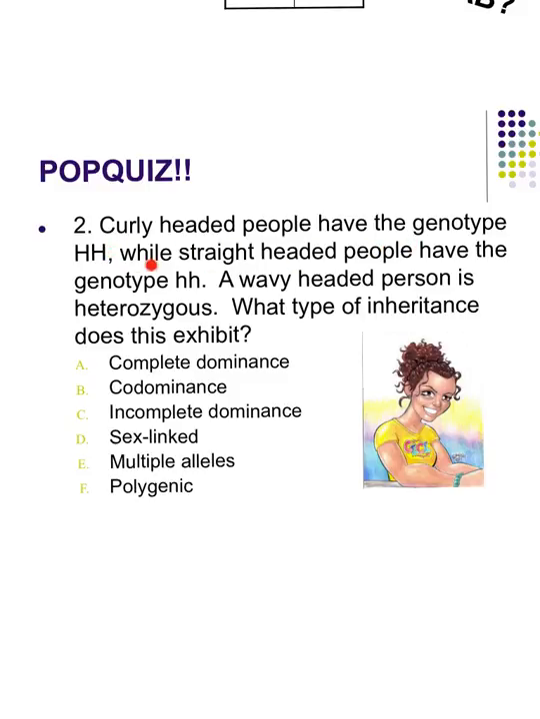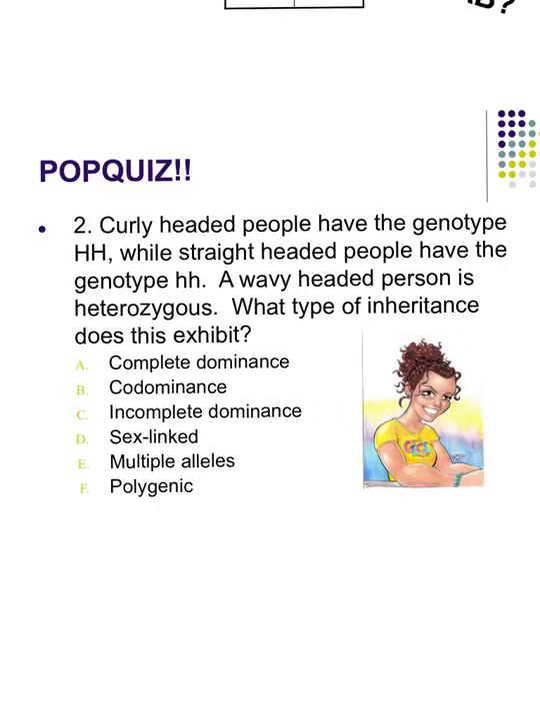Curly-haired people have the genotype of 2 capital H's, while straight-haired people have the genotype of 2 lowercase h's. A wavy-haired person is heterozygous. What is the type of inheritance? So straight hair plus curly hair will give you the heterozygous wavy form. That sounds like a blending to me. So which one of these is when the traits blend? Ding, ding, ding. Incomplete dominance.